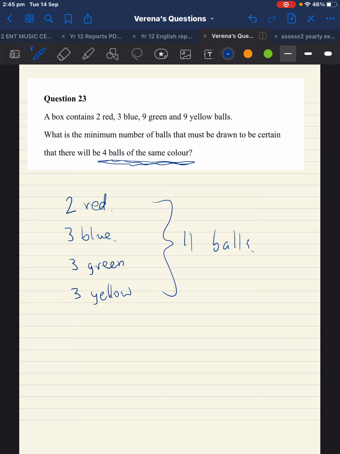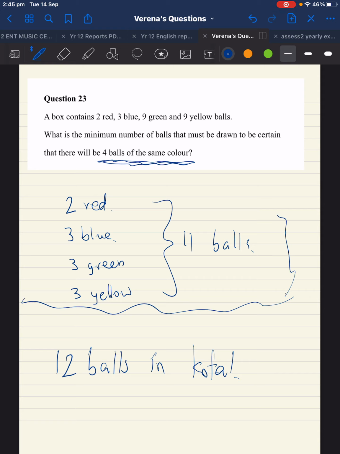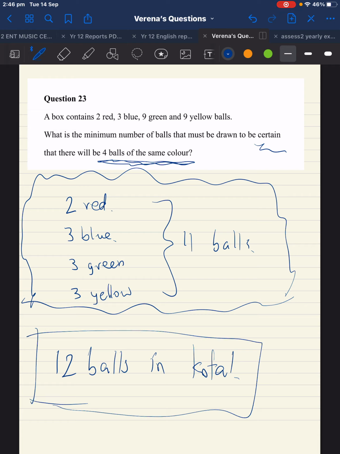So in this case, what's the minimum number of balls that must be drawn to be certain? Like, there's no way possible for you not to have 4 balls. It is 12 balls in total. Because as we can see here, it is theoretically possible to withdraw 11 balls from the box and still not have 4 of the same color. It's not likely, but it can happen. They're asking us, we want to be certain we've got 4 balls of the same color. I say to you, take out 12 balls and you're guaranteed to have 4 balls of the same color.